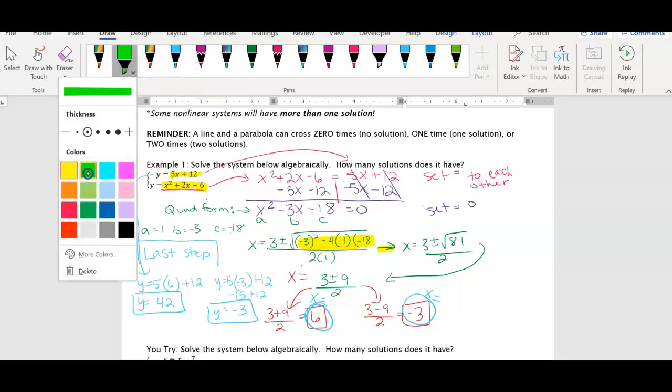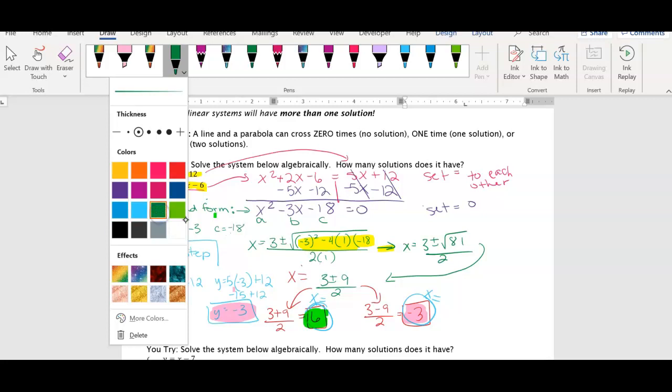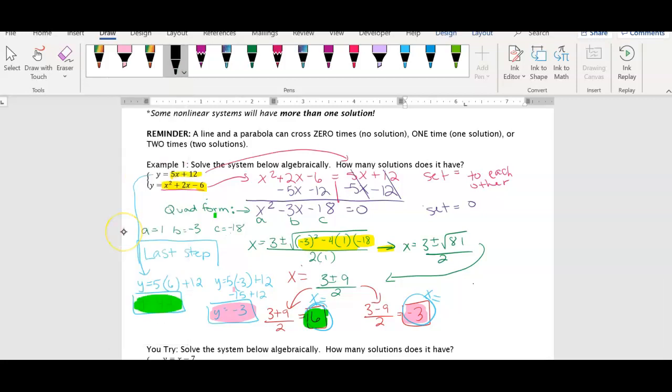So I'm going to highlight so you can see what I'm talking about. Our 6 value matches up with the 42. And then our negative 3 value matches up with the negative 3 here. So we have two final answers that I'm going to write in ordered pair form. We have x, which is 6, with the 42. That's one ordered pair where the U shape and the line would match. And then I have negative 3 as my other x value that matched with the negative 3 answer for your y value. So these are your two final answers.